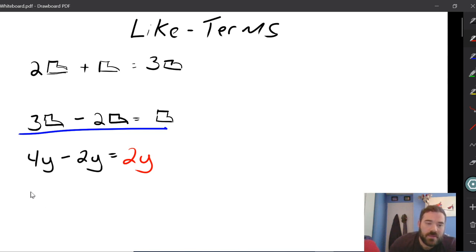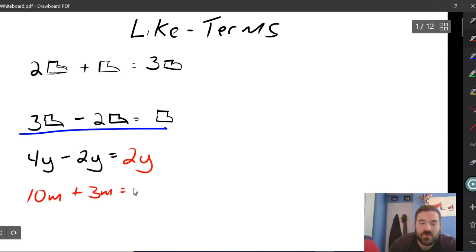It works with any variable. If I have 10 m's and I'm adding another 3 m's, how many m's do I have in total? Well, I have 13 m's. Now, this only works if we're dealing with like terms. So that begs the question, what is a like term?